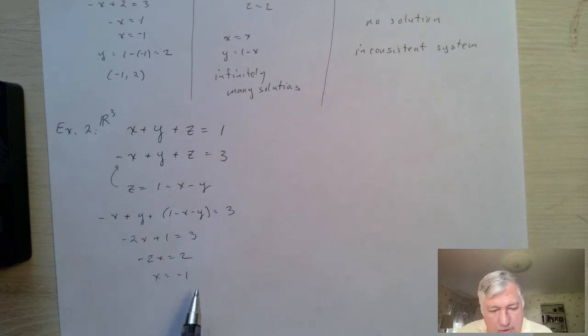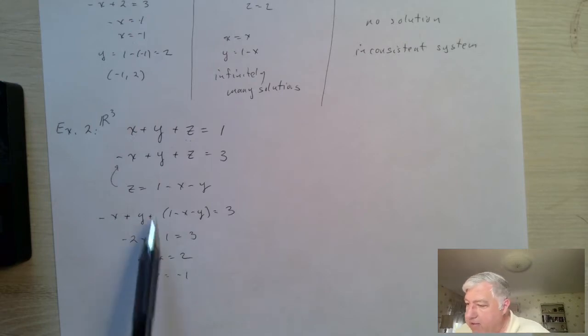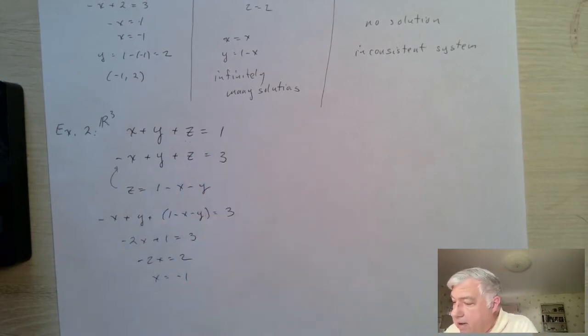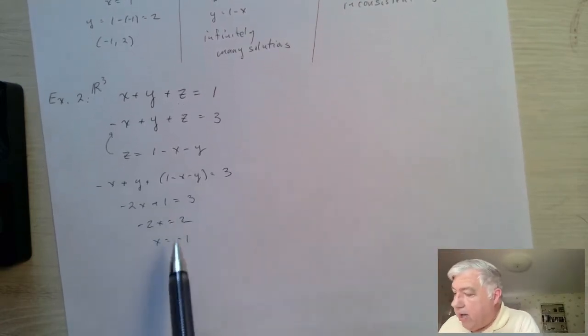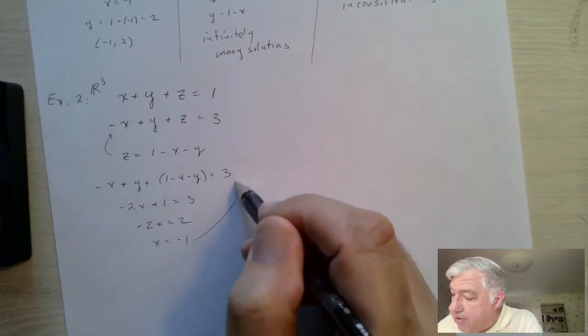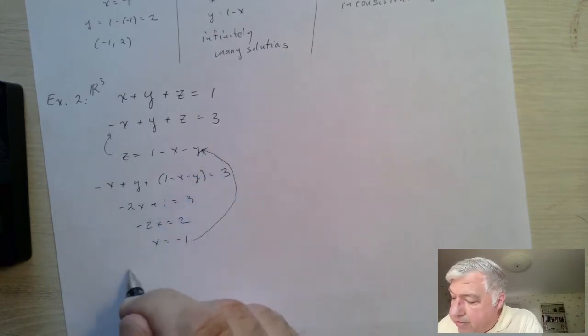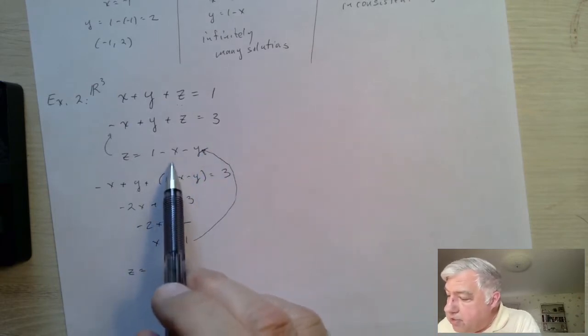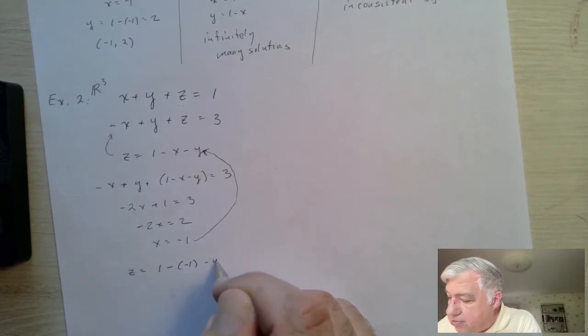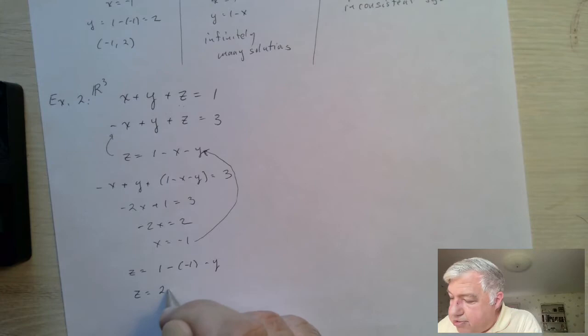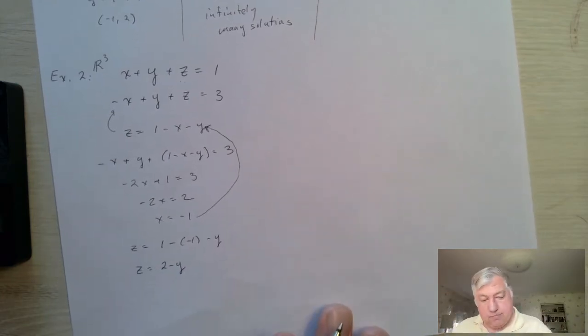So what can we do now? We can plug this value of -1 in. Actually, we can plug this value up here, and we'll get that z is equal to 1 minus -1 minus y. So z is going to be 2 minus y.